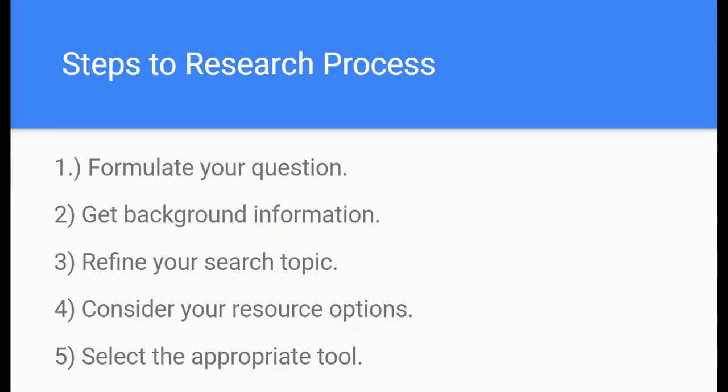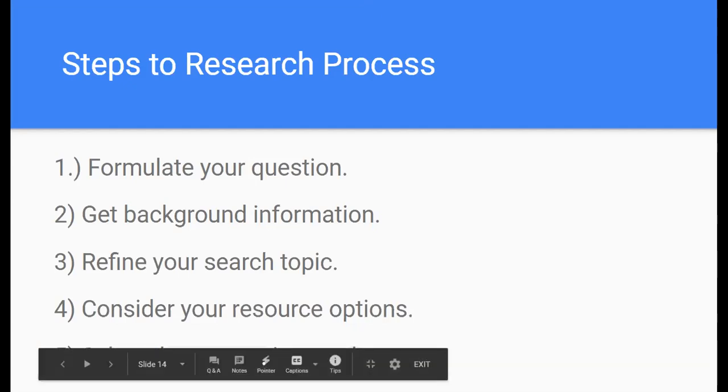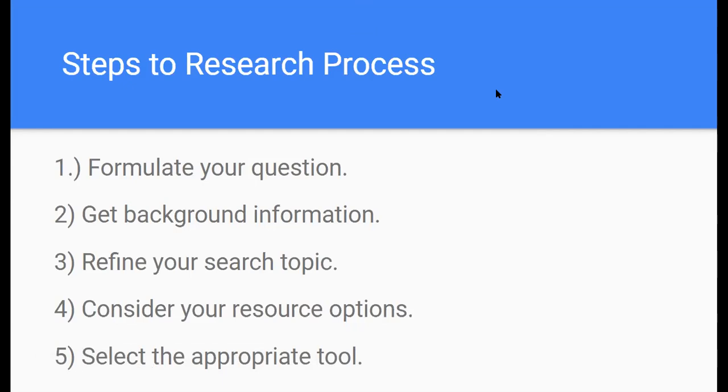By the time we've got a lot of background, our topic may not be how to solve Nigeria power issue again. It could even change to, economic building so and so to solve Nigeria's power issue. Right? Good. And then we now consider resource options.